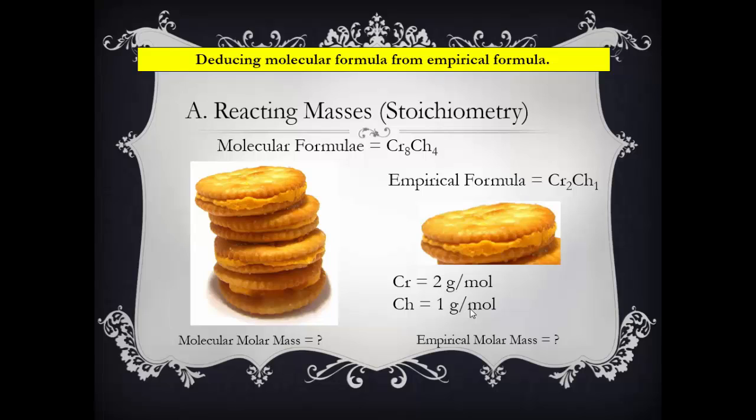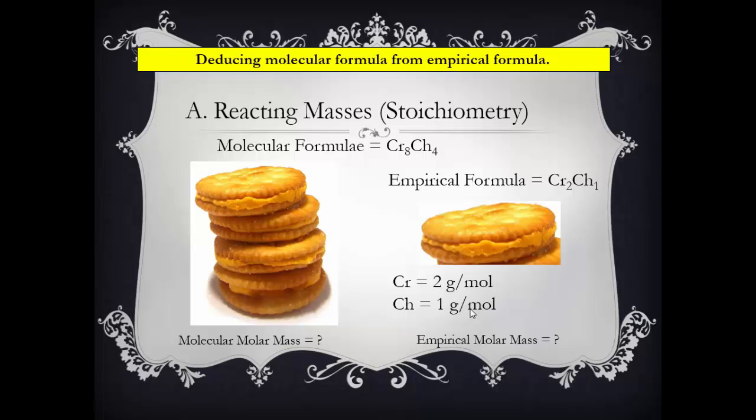So think of this example of Ritz crackers and cheese. I have 4 sandwiches of Ritz crackers and cheese. That means I need 8 crackers and 4 pieces of cheese. That can be reduced in empirical formula to 2 and 1, 2 crackers and 1 cheese. So let's say, for example, a cracker weighs 2 grams per mole and a cheese weighs 1 gram per mole.